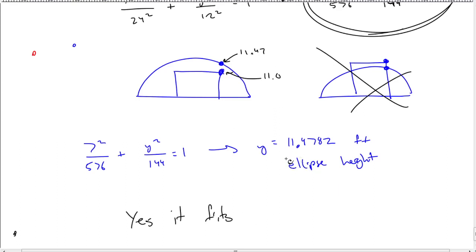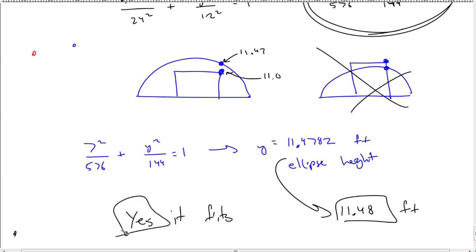What they're also going to want you to do, just to make sure that you actually did all this, is write the height to 2 decimal places, and I think that's maybe in feet. And that's your second answer. So yes is your first answer, that number is your second answer, and that's it.